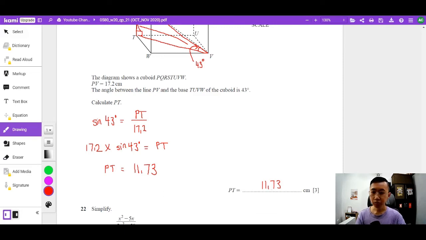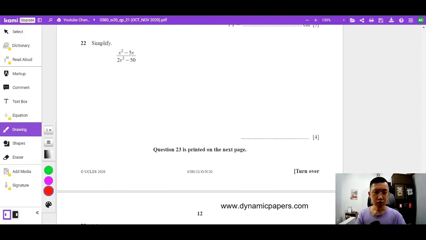Done. Okay, so let's do question 22. Simplify, and it's a 4 marks question. So when you do a lot of past year questions, you will notice that the top part needs to factorize, the bottom part also needs to factorize. So let me do that.